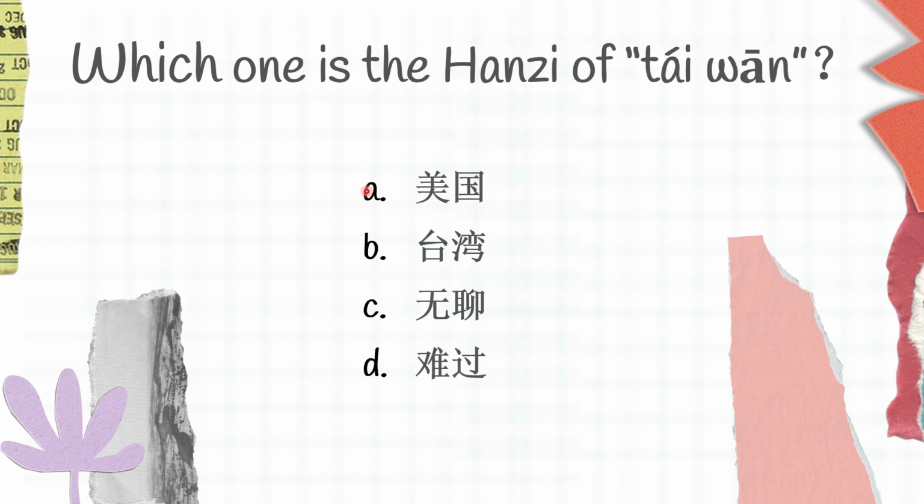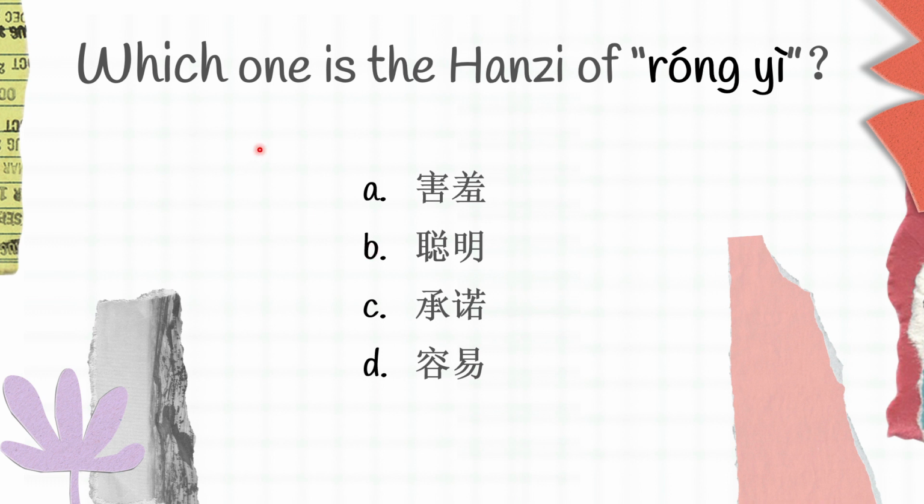The next question, which one is the hanzi of Taiwan? You can try to guess first. A 美国 B 台湾 C 无聊 D 难过 and Taiwan is B.